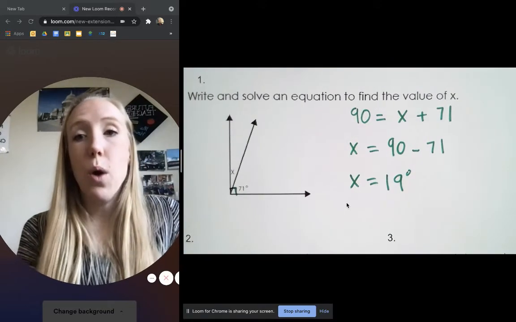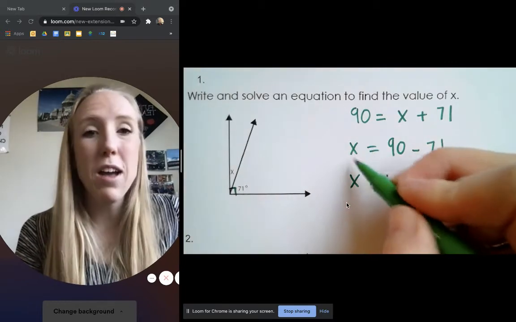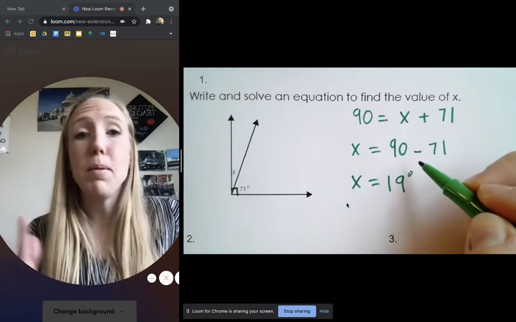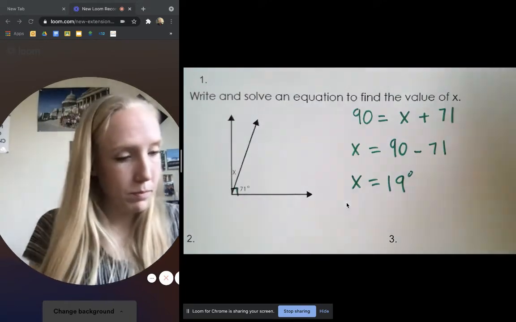Okay, so our equation for this is: the angle that we're trying to figure out, if it's complementary, is going to be 90 minus the angles that we know.